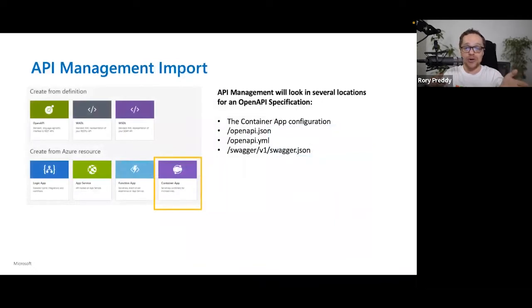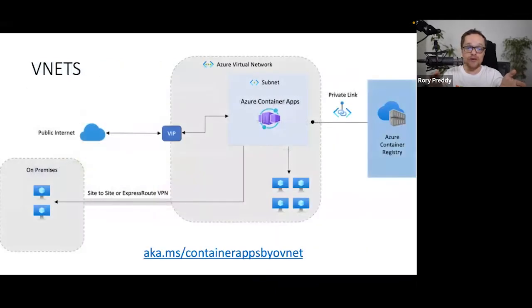API management, all you have to do really is go into the container app there, and it'll import your container into API management, and you can go in and deploy your Swagger files. VNets, it's pretty simple, and it's pretty new also. You can go into that URL there, and then VNets allow you to actually have isolated control over your container app.